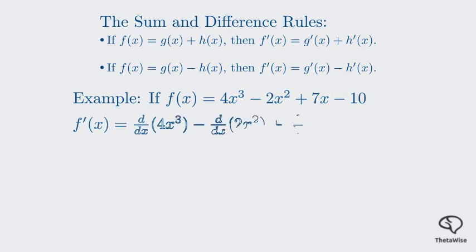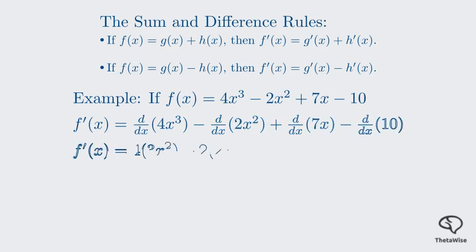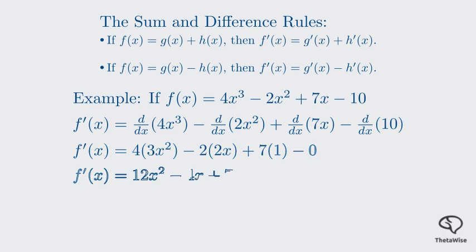The derivative of 4x cubed is 12x squared. The derivative of negative 2x squared is negative 4x. The derivative of 7x is 7. And the derivative of negative 10 is 0. So the final derivative is 12x squared minus 4x plus 7. We have now learned and applied the constant, power, constant multiple, and sum/difference rules. These rules are the building blocks for differentiating more complex functions.